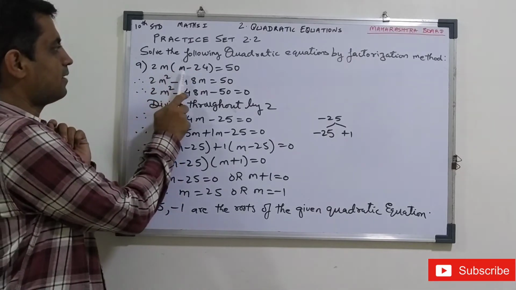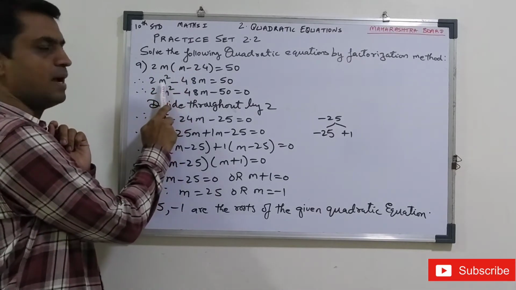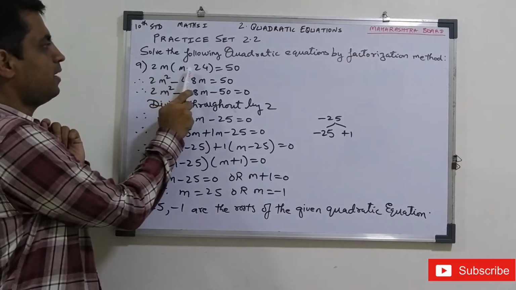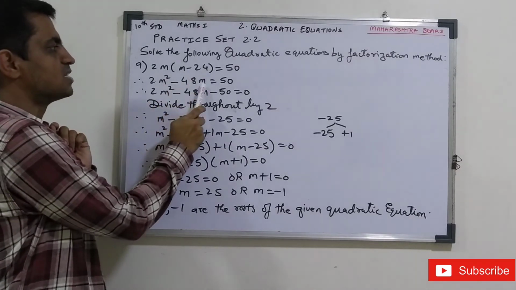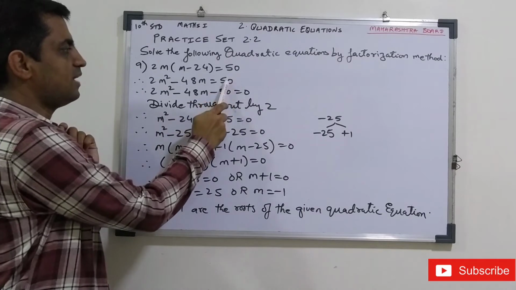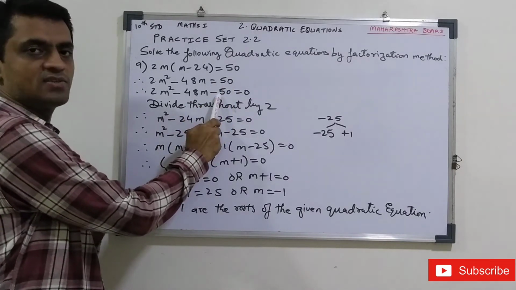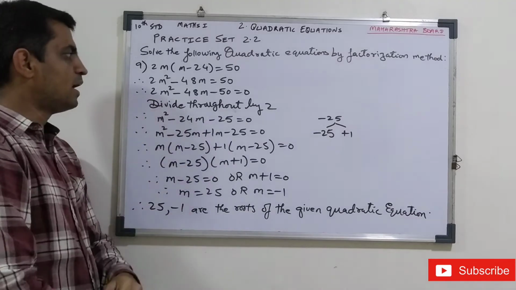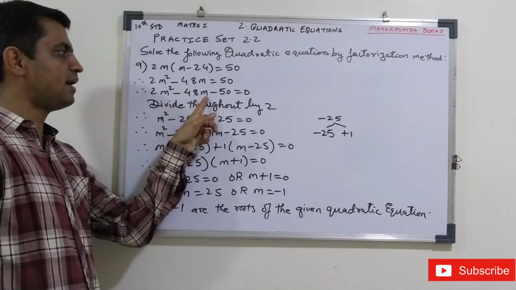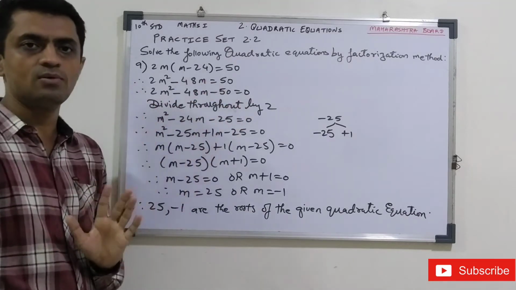Open the bracket. 2m into m is 2m square. 2m into minus 24 will be minus 48m. And this 50 as it is. Now rearrange. You take this 50 here, it becomes minus 50. So what you got? 2m square minus 48m minus 50 is equal to 0.